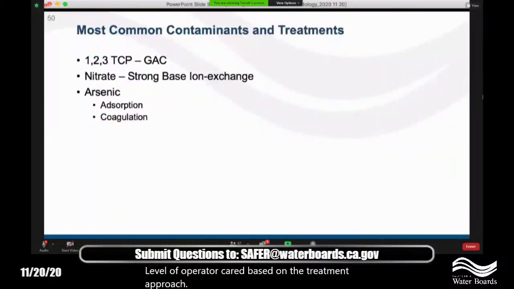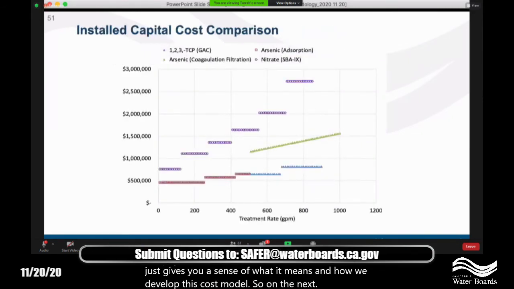So on the next slide here, this is again reiterating those most common contaminants and the treatment approach. And this just gives you a sense of what it means and how we developed this cost model. On the next slide, we look at the installed capital costs. The purple dots are nitrate treatment. The circles at the highest level there, the greens, are arsenic coagulation filtration. You see it shifted out there because that tends to be more suited for larger systems. And then the red and blue triangles kind of overlap. Those are really just lead-lag pressure vessels, either for arsenic adsorption in this case, or GAC treatment for TCP.